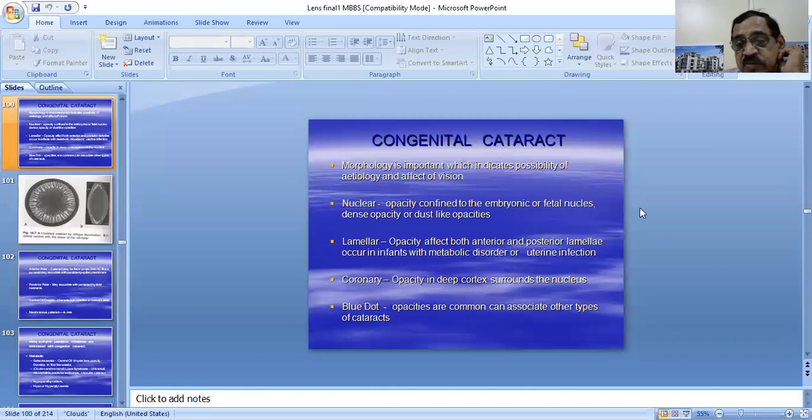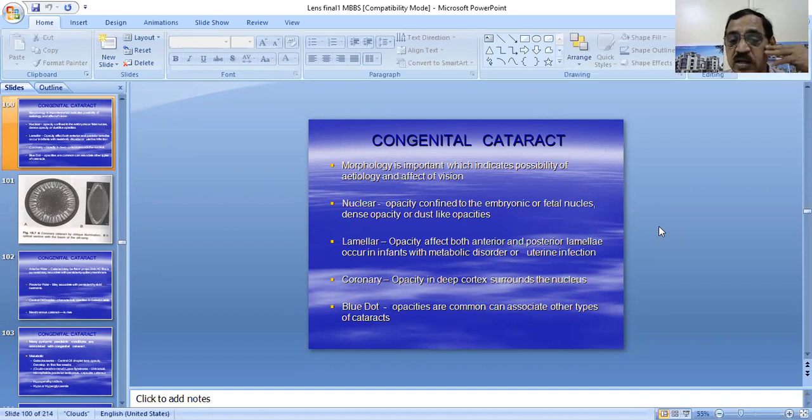So the morphology of congenital cataract is very, very important, which indicates the possible etiology and its effect on vision. In nuclear cataract, the opacity is confined to either the embryonic nucleus or fetal nucleus, or sometimes the infantile nucleus, and it may be a dense opacity or look like dust-like opacities. In lamellar cataract, the opacity affects both anterior and posterior lamellae, and occurs in infants with a metabolic disorder or uterine infection with rubella or cytomegalo-inclusion disease, herpes simplex, all these things.